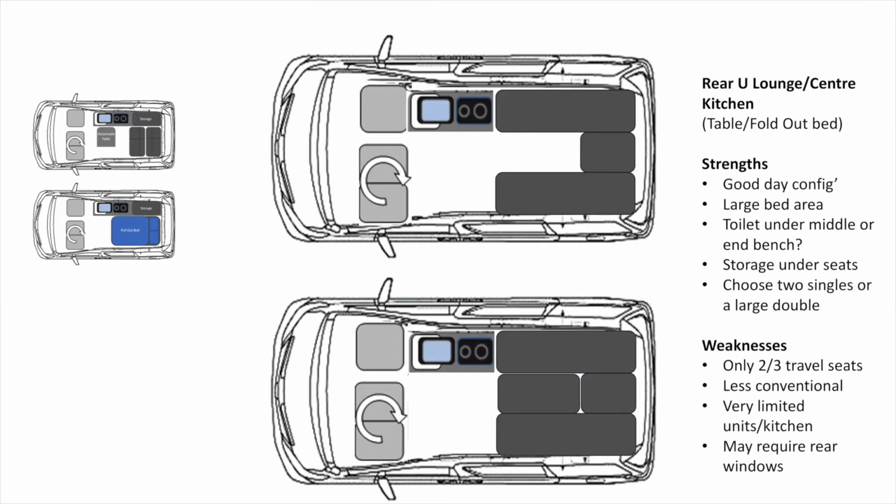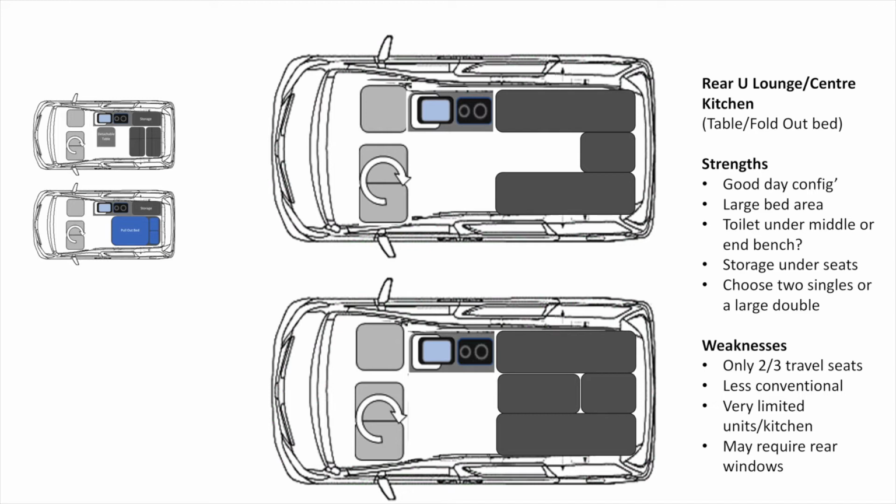So then we started to look at rear lounge type configurations, and the first one that we looked at was what we called the U-shaped lounge, and we quite liked that because we thought, well, that's a very sociable configuration. You could have 3 or 4 people potentially comfortably sitting around a central table and having a conversation. We thought this was very much like the kind of caravans that we used to go on childhood holidays in. It's a good day configuration. It creates a very large bed when you fold it down at night.